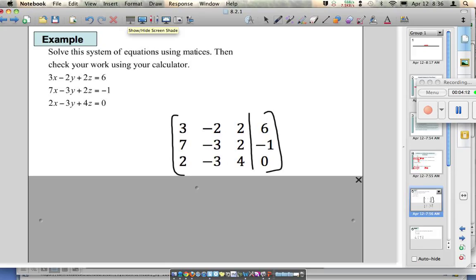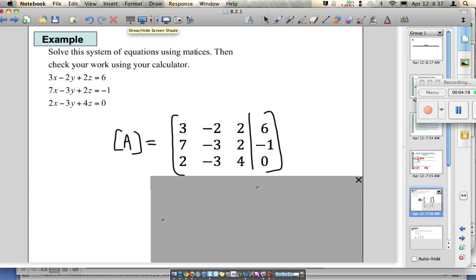We'll let that be matrix A in our calculator. And then we'll perform the operation asking what is the reduced row echelon form of matrix A. So once we enter that into our calculator, it's going to give us the following result.